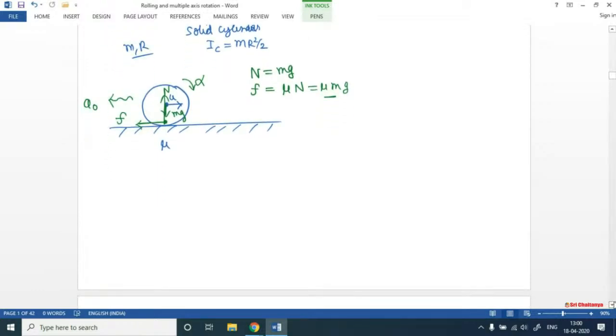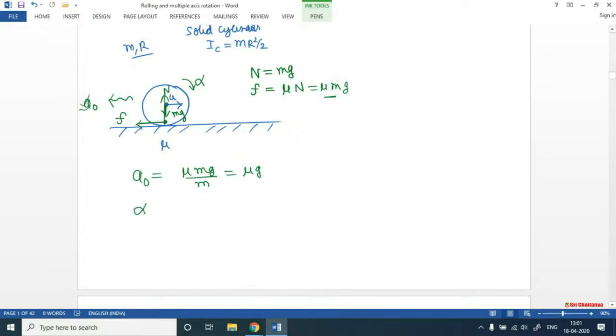Okay, so before proceeding, the first thing we need to get is the value of a naught and the value of alpha over here. The value of a naught we can find out using the equation of force. Obviously a naught is in the backward direction. The only force acting in the horizontal direction is friction, which is mu mg, and that divided by mass is simply mu g. So the acceleration of this cylinder is mu times g in the backward direction.